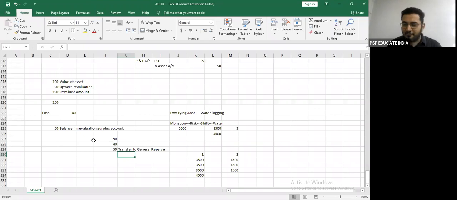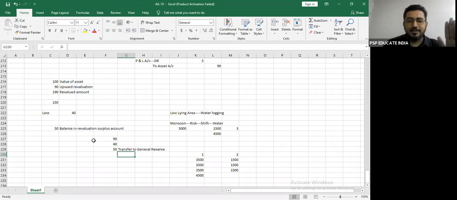Which means whenever the asset is sold off or written off and there is still balance in the revaluation surplus account, that balance will be closed and transferred to general reserve account. Are you getting it? That will be closed and transferred to the general reserve account.